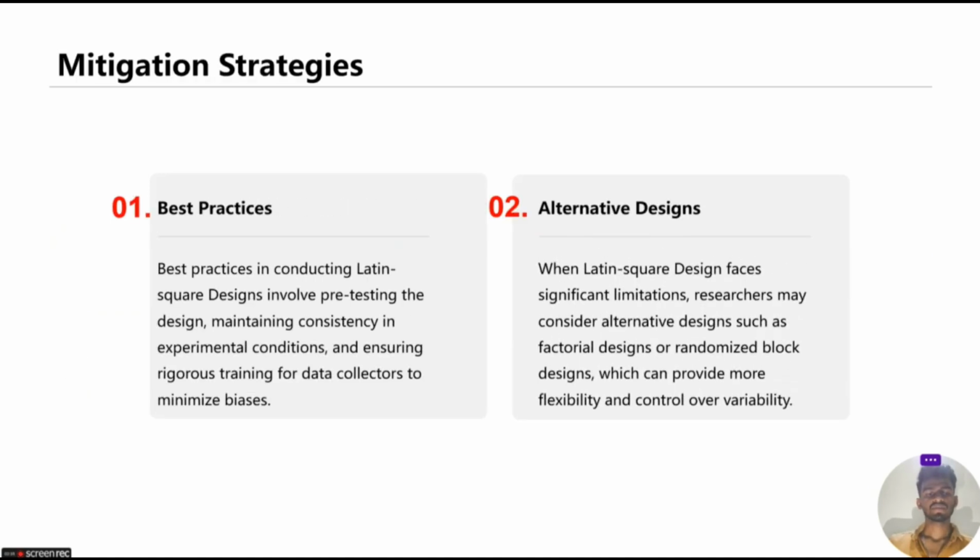Mitigation strategies. Best practices. Best practices in conducting Latin square design involve pre-testing the design, maintaining consistency in experimental conditions, and ensuring rigorous training for data collectors to minimize biases. Alternative designs. When Latin square design faces significant limitations, researchers may consider alternative designs such as factorial designs and randomized block design, which can provide more flexibility and control over variability.